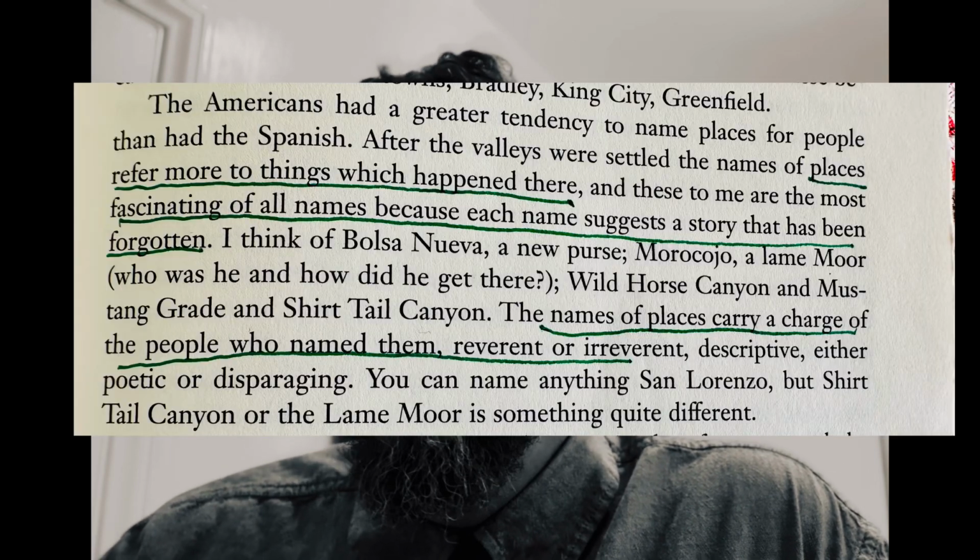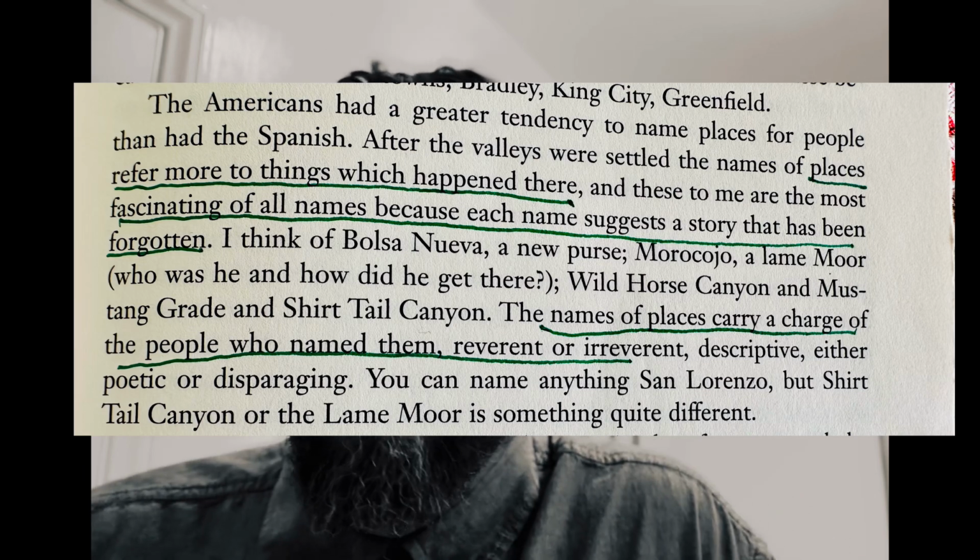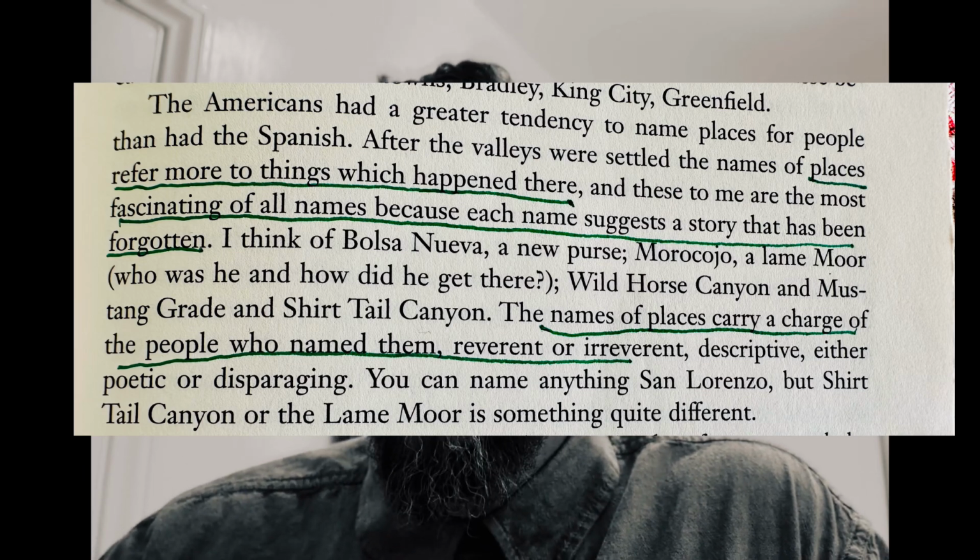Now, one thing at the very end of the chapter, an allusion to the Bible that I think is a fitting bookend to the novel, literally a bookend, is he talks about the different ways that the Spaniards and the Americans name things in the Salinas Valley and in all of California. And he says that that is important to him because when you name something, you give it a charge.